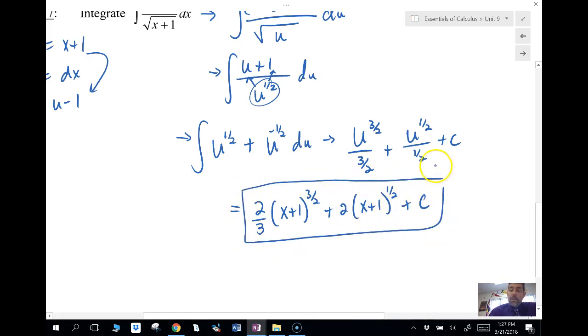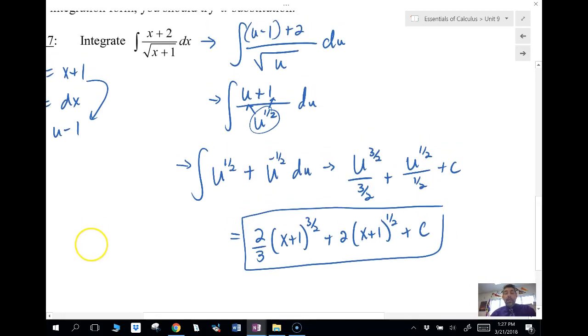All right? So again, method of last resort: if you have a radicand in there, a radical, square root, you're going to go with u substitution.